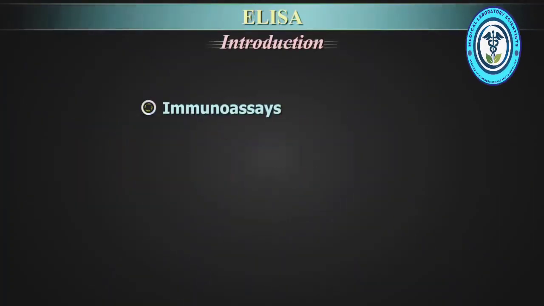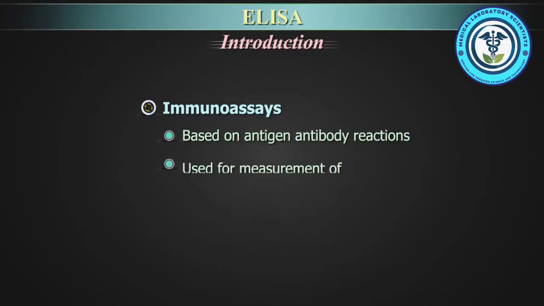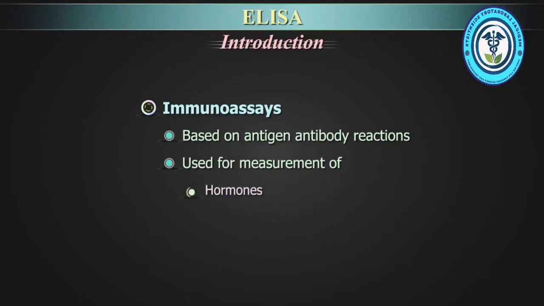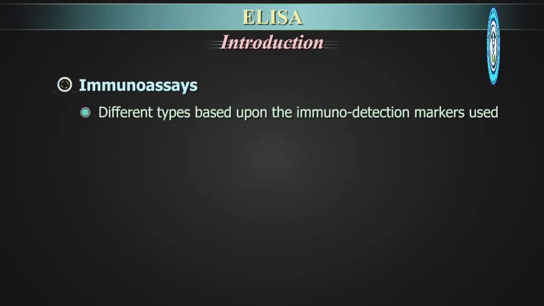Introduction. Immunoassays are based on antigen-antibody reactions. They are used for measurement of hormones, drugs, viral serological markers in the form of antibodies or antigens, etc. The immunoassays are of different types based upon the immunodetection markers which are used.